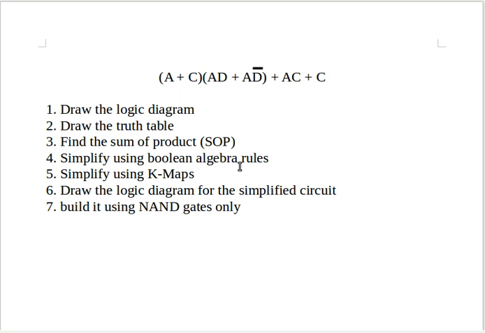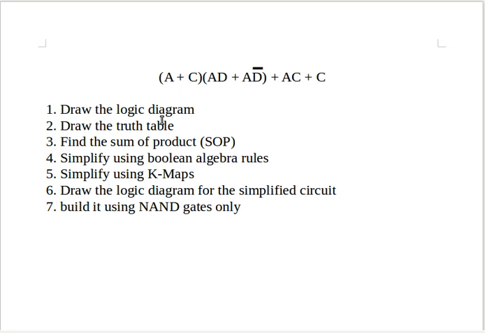Draw the logical diagram for the simplified circuit, meaning after simplification, and build it using NAND gates only. And why do we build it using NAND gates only? Why do you think it's really important to build it using NAND gates only? Because remember, we said NAND and NOR gates are universal gates. Universal, what does that mean? It's preferred to build any circuit with just NAND and NOR gates. They use less transistors, they're cheaper, so it simplifies the whole circuit more and more.